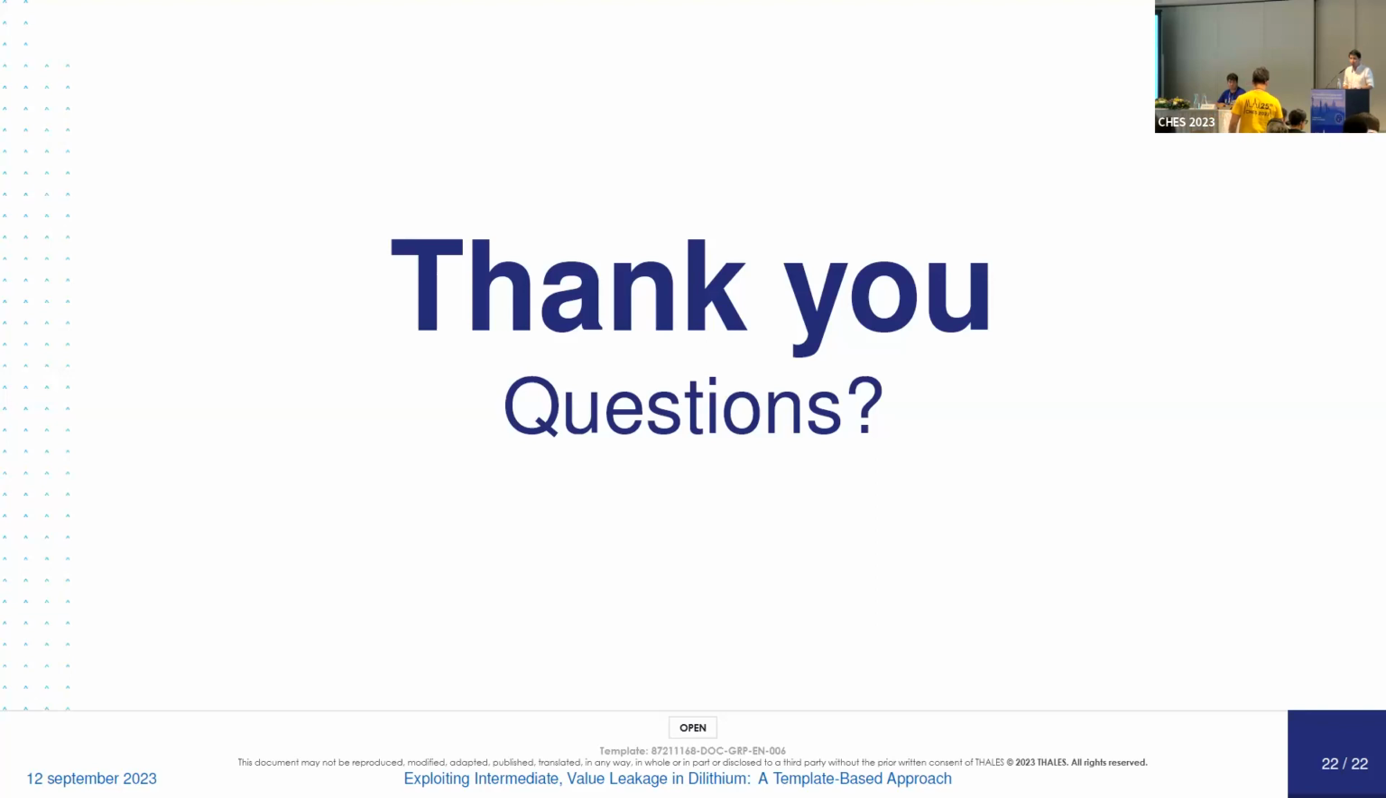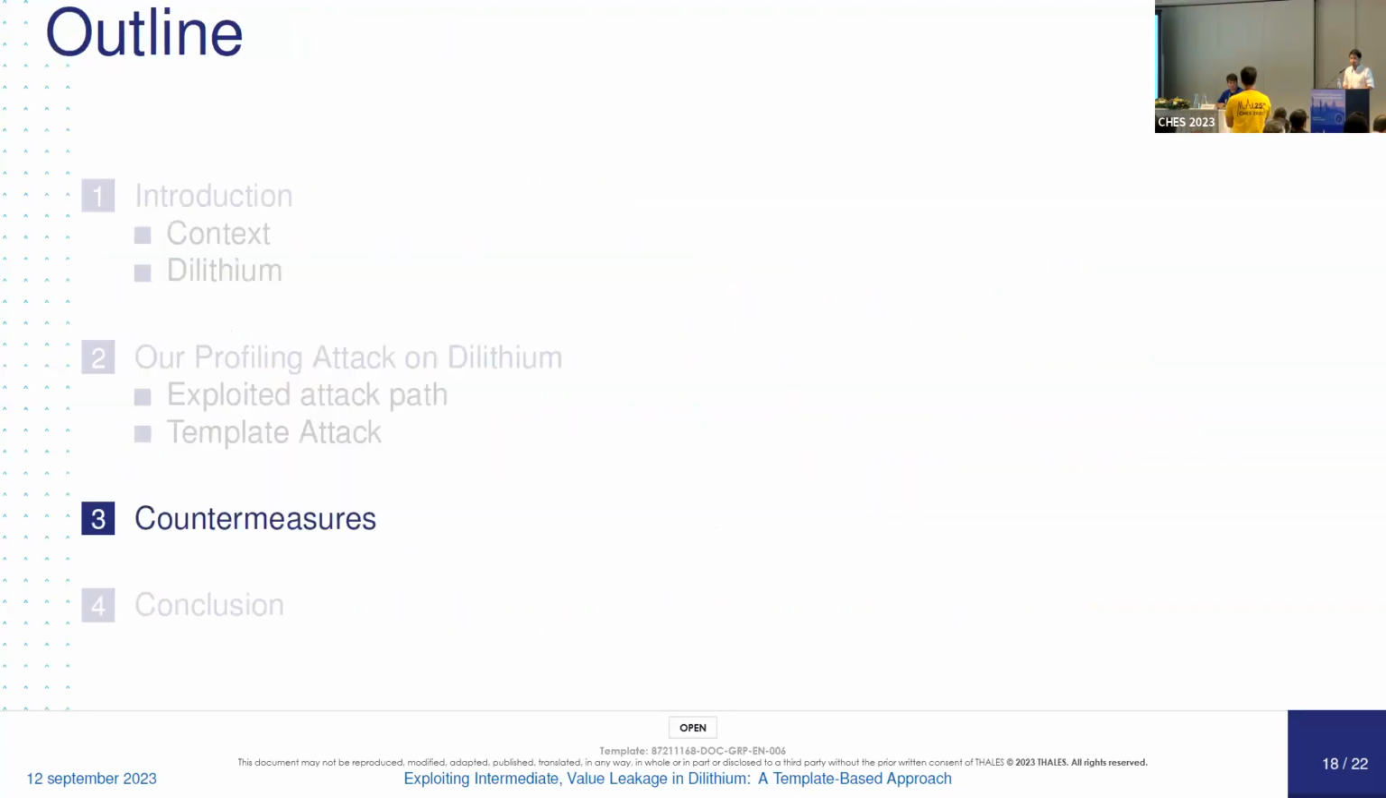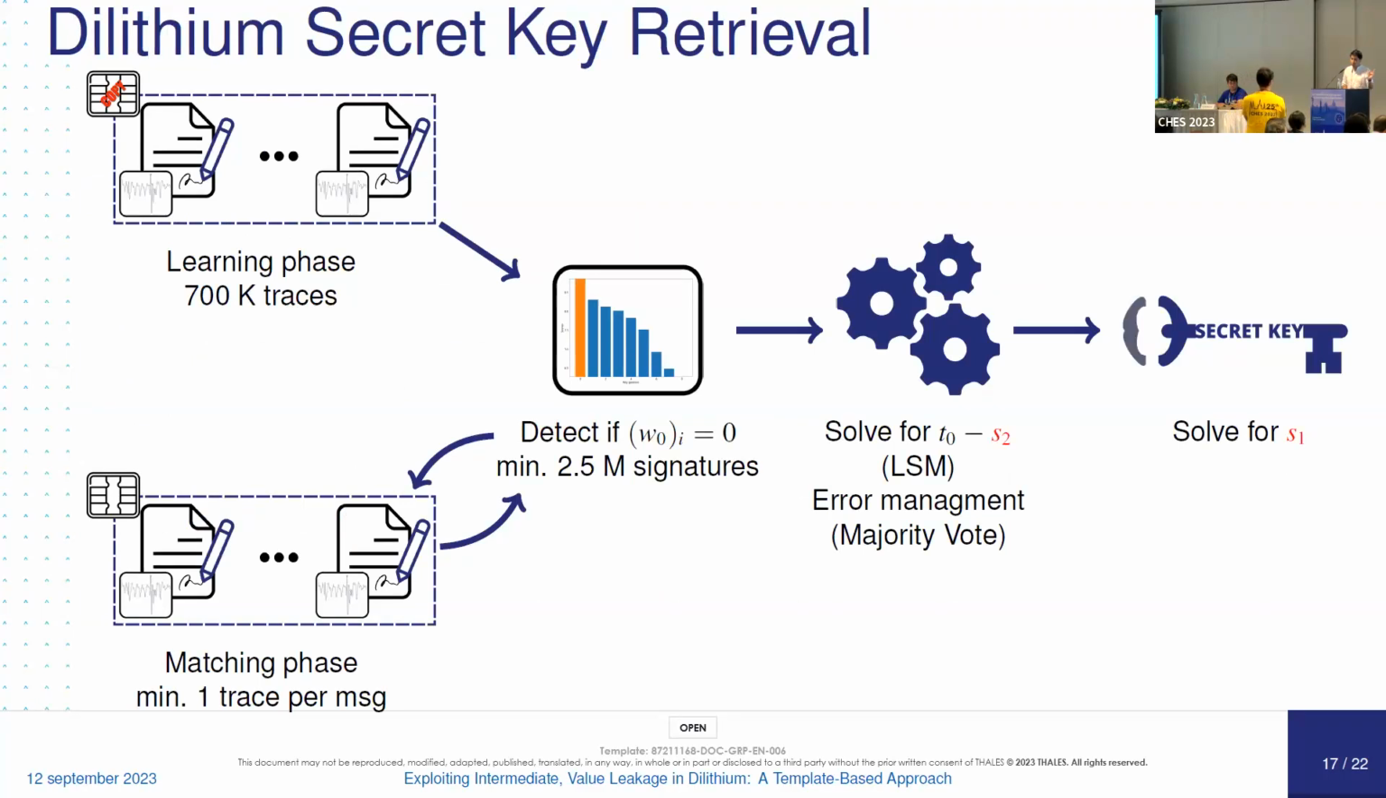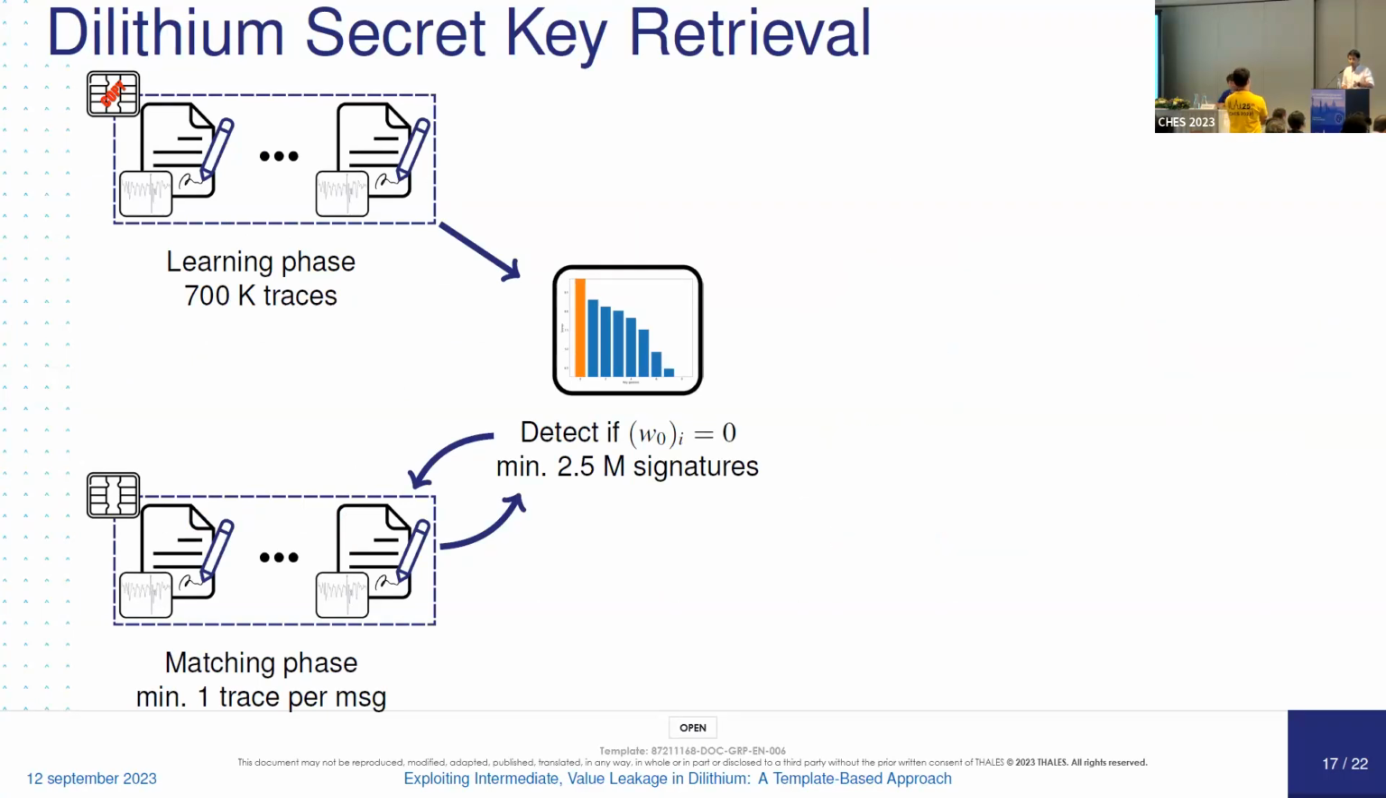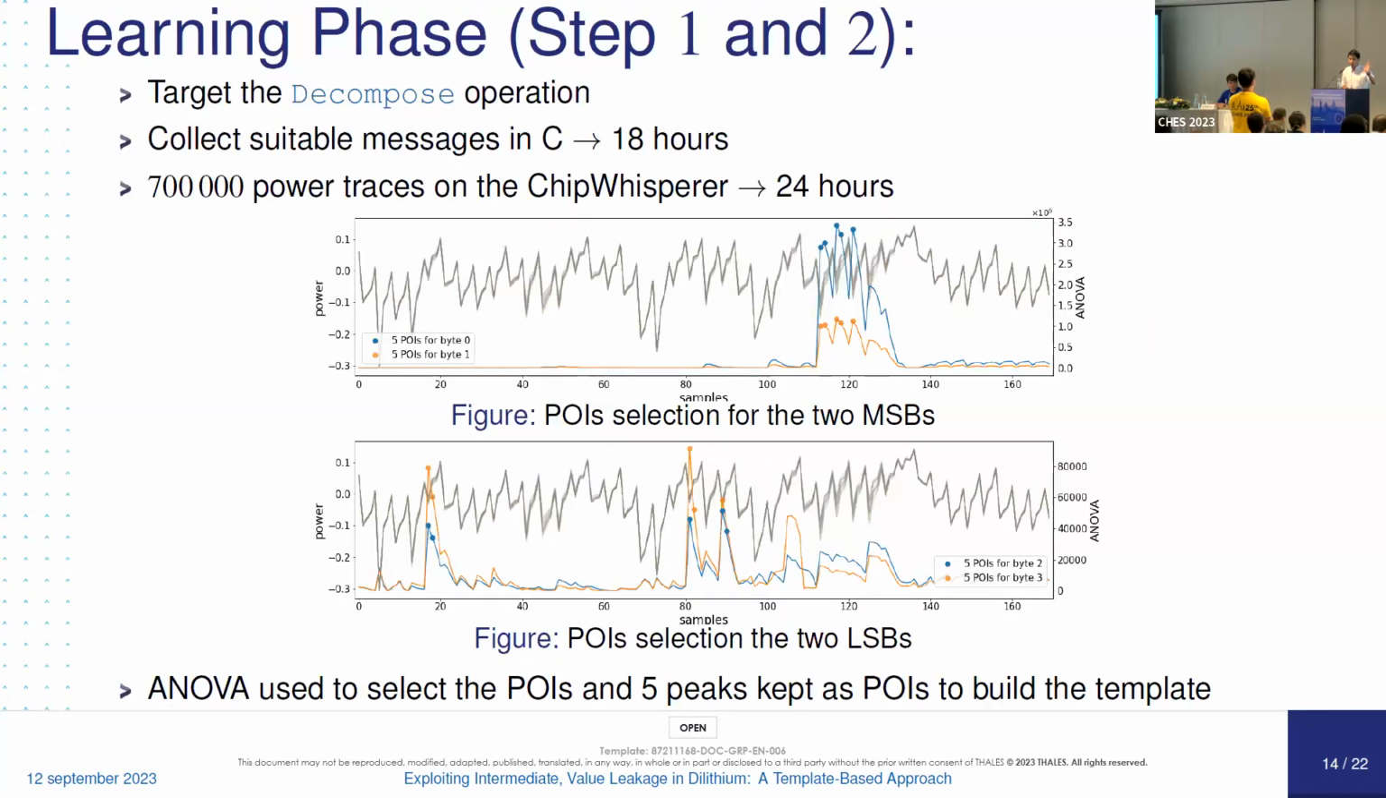But for the template part, we can also do the template for security levels 3 and 5, so it will totally be applied. The only difference between our attack for security level 2 and levels 3 and 5 is that in our paper, we show that for level 2, we can only focus on 2 templates on the least significant bytes because of this interval. But on levels 3 and 5, we will have to do the 4 templates. Okay, thanks.